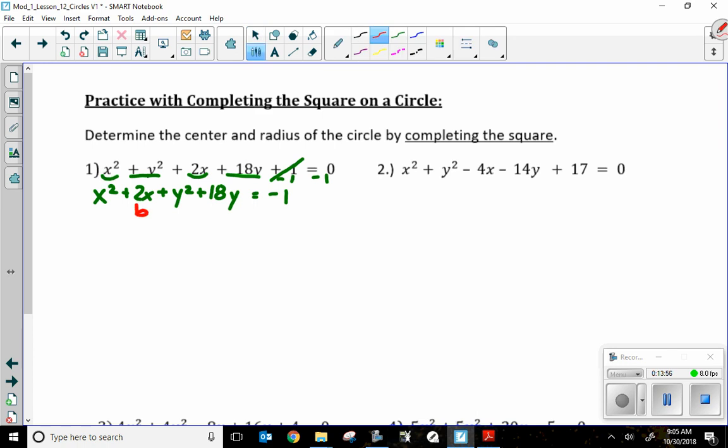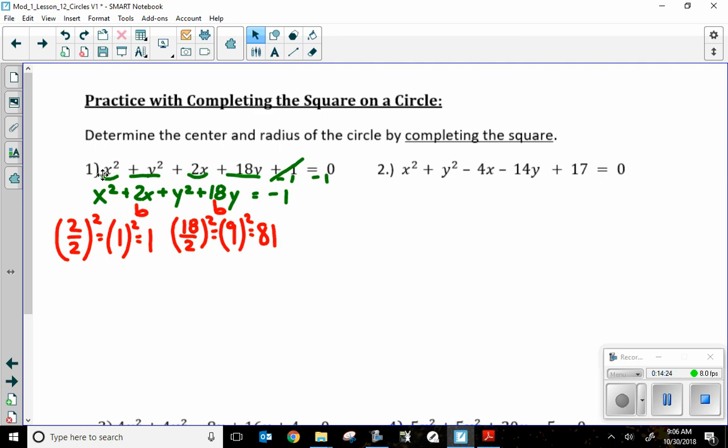Now, here's my b value for my x. Here's my b value for my y. 2, I cut it in half, and I square it. That's 1 squared, which means 1. I'm going to add that to both sides. All right? My 18 for my y's, I cut it in half, and I square it. That's going to be 9 squared, which is 81.